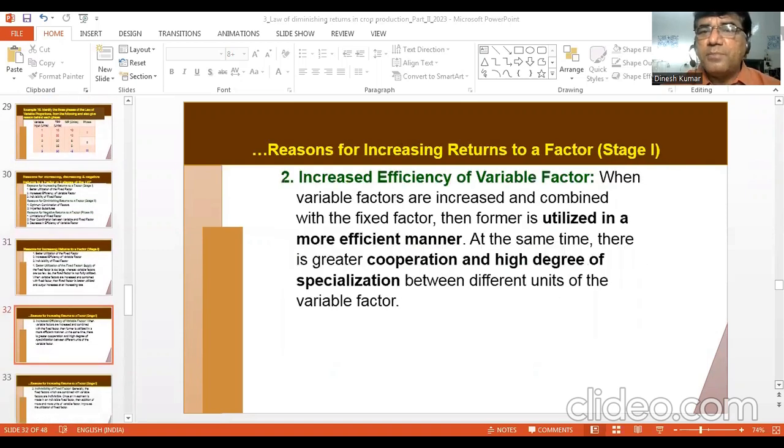Number 2, increased efficiency of the variable factor. When variable factors are increased and combined with the fixed factor, then the former is utilized in a more efficient manner. There is no competition between the labors. There are no problems with the labor. At the same time, there is greater cooperation and high degree of specialization between different units of the variable factor.